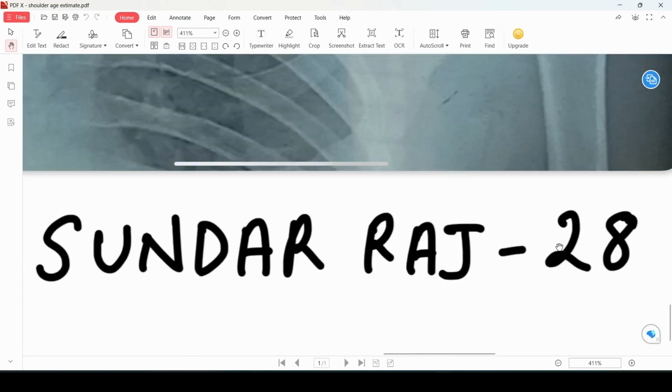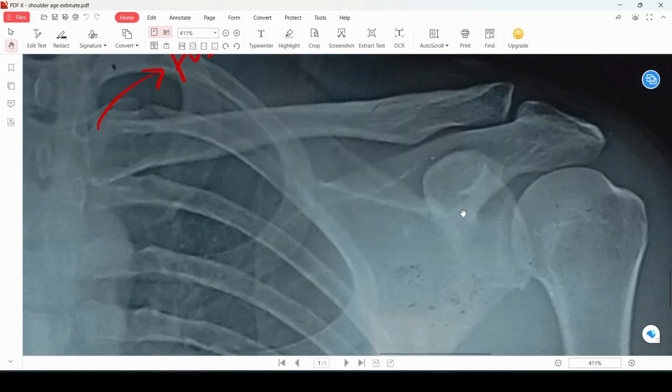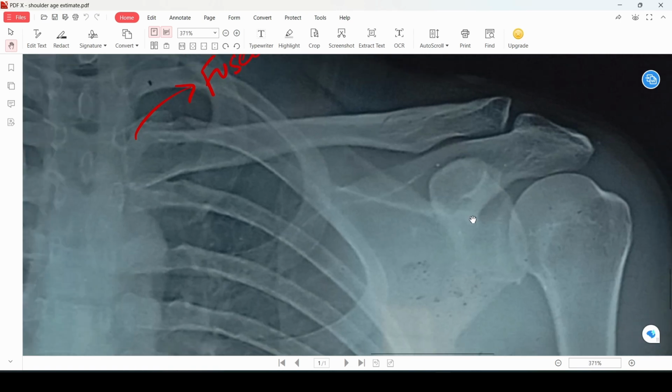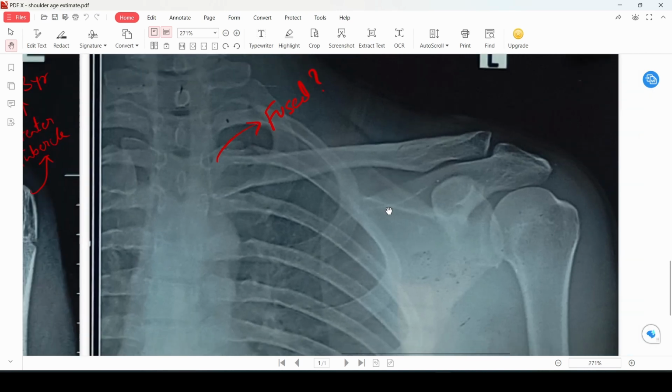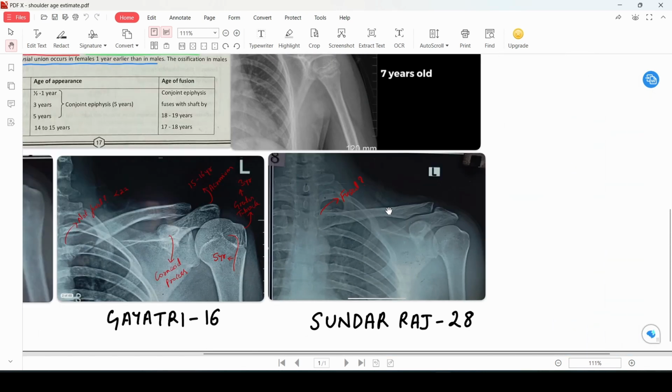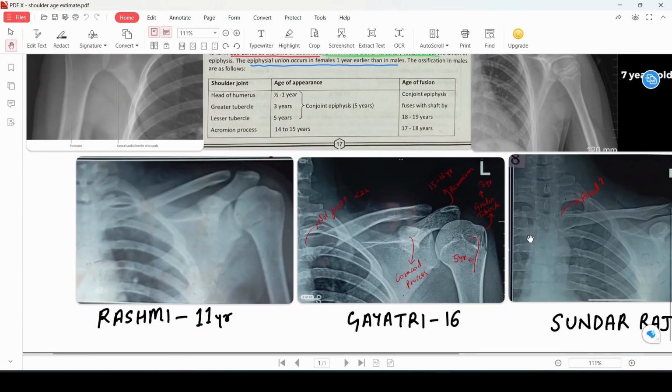No, because the given age is 28. So as I said, only looking at this one plane of the X-ray, one part, one shoulder joint, we can just estimate to a little extent, but the accuracy will be very low. So we need multiple pictures, multiple X-rays of the same person in order to get a more accurate, more proper value. You're getting my point?